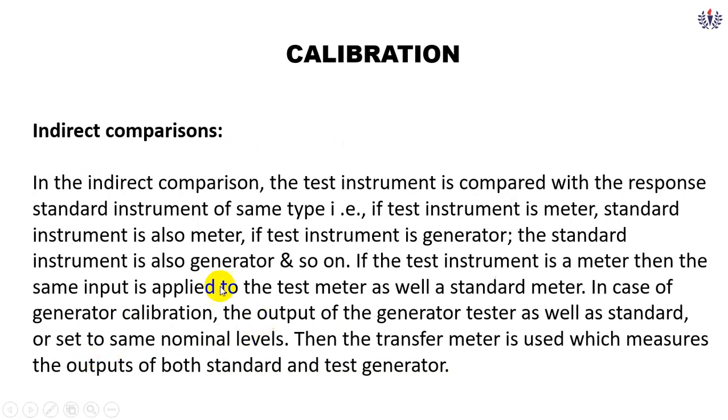Second one is the indirect. The test instrument is compared with the response of a standard instrument of the same type. That is, if the test instrument is a meter, the standard instrument should also be a meter. If the test instrument is a generator, it should also be a generator. If the test instrument is a meter, the same amount of voltage or current has to be applied and it has to be within the nominal level so that it can measure both the standard and the test. So this is about the calibration.